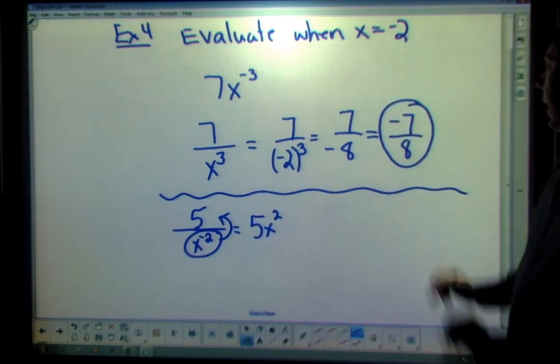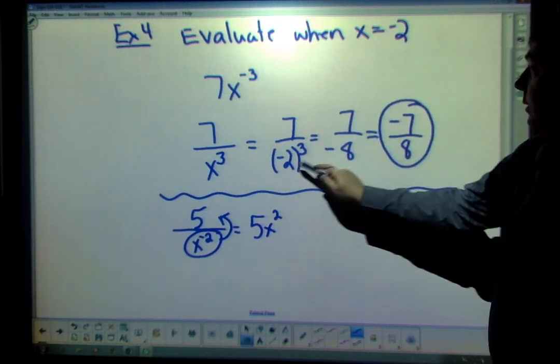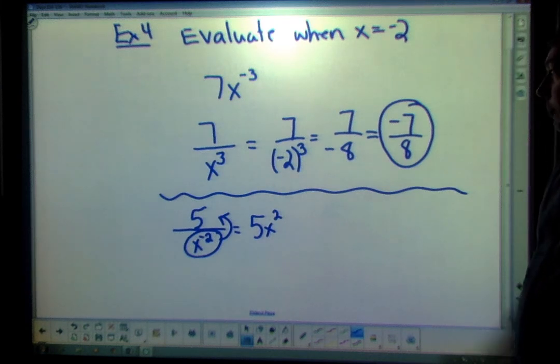So, anyways, when you're substituting, make sure you use parentheses so that you know that the negative sign is also to the 3rd power. And go ahead and simplify your answer as much as possible.